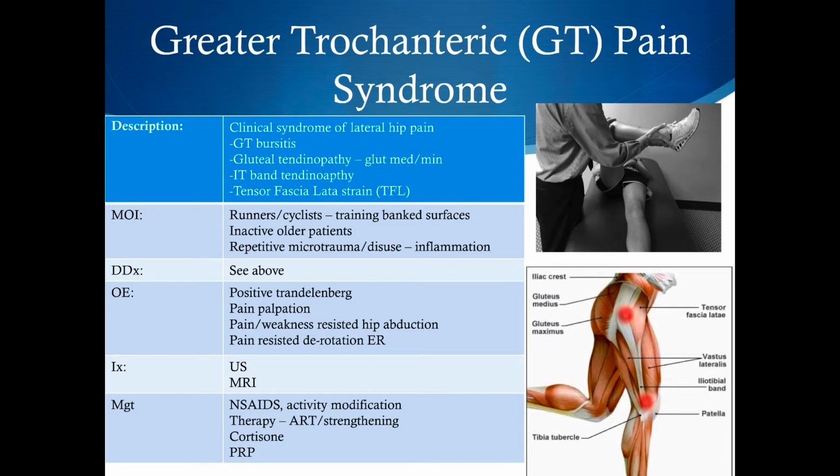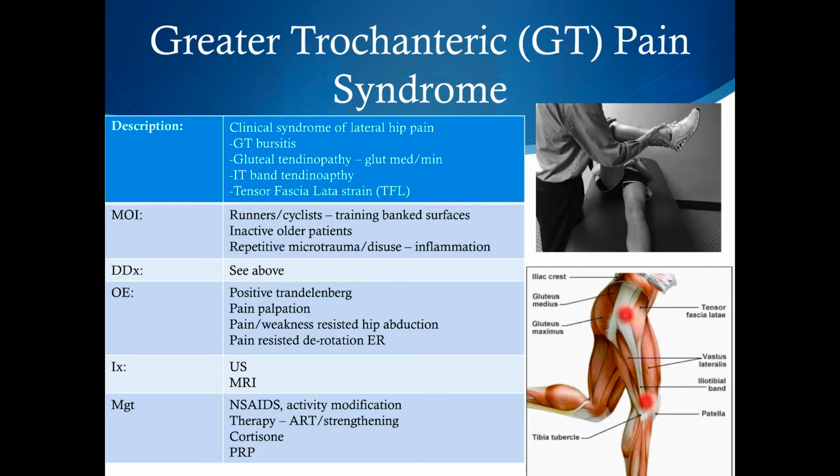In terms of the mechanism of injury, we often see individuals who are runners or cyclists, particularly if they're training on banked or curved surfaces, doing a lot of hill work, presenting with this lateral hip pain. We also see it in inactive older patients. Oftentimes these individuals have developed problems with their gluteal tendons due to disuse, and there can be signs of inflammation or tendinosis on the affected area.